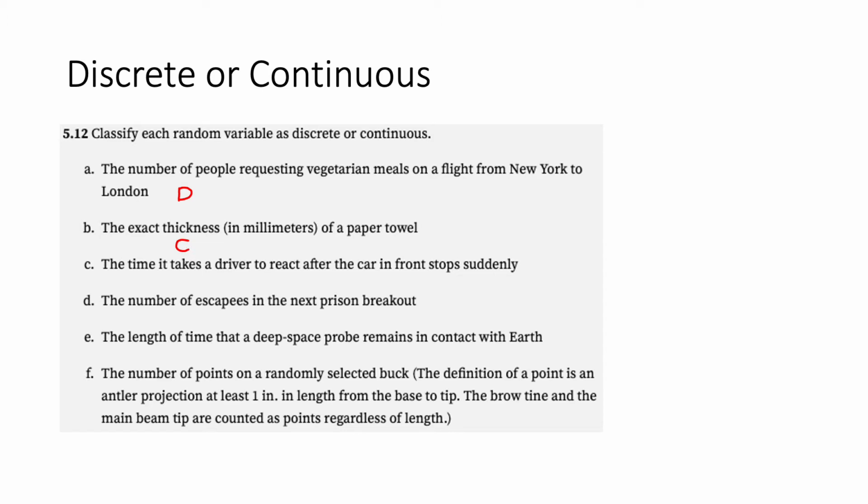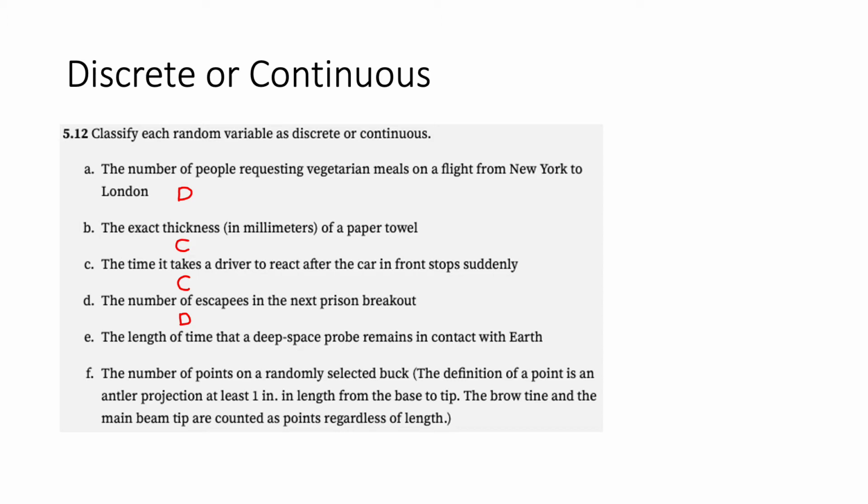C, the time it takes a driver to react after the car in front stops suddenly. This is again something that we would have to measure, and depending on the instrument that we used, we could probably get a great deal of decimal places of precision. So this is continuous as well. D, the number of escapees in the next prison breakout. This is a counted value. We could have 1 escapee, 2 escapees, 3 escapees, but not 3.5 escapees. So this is something that's discrete.